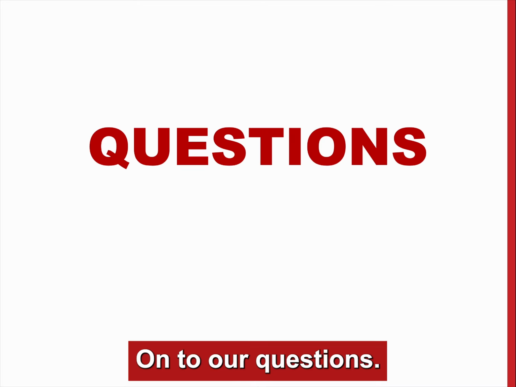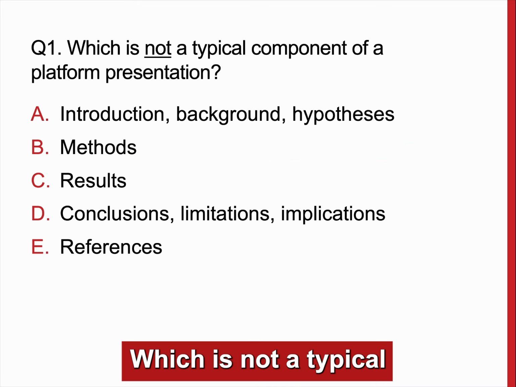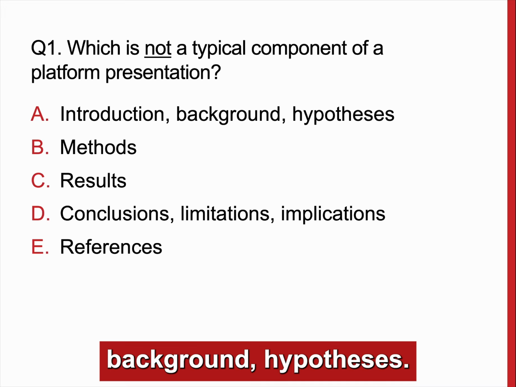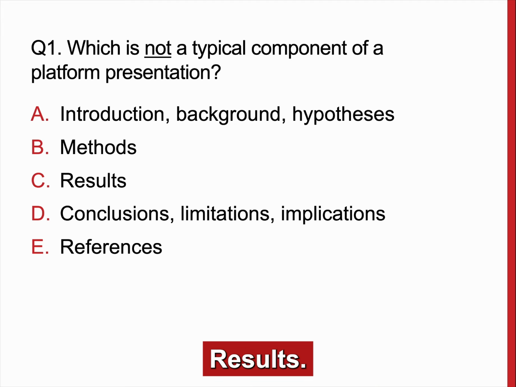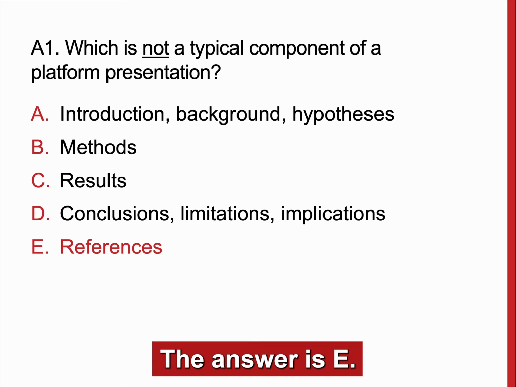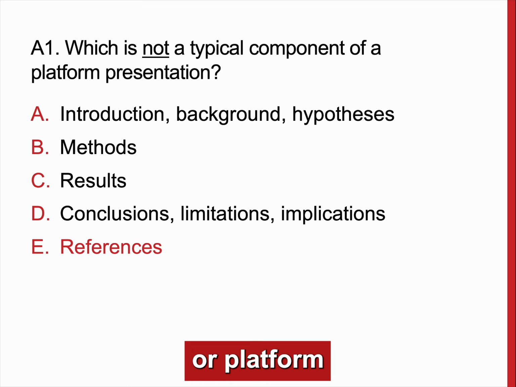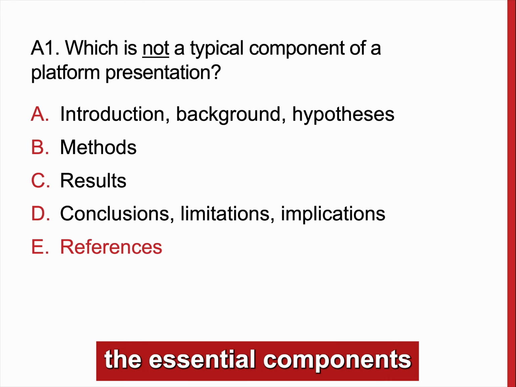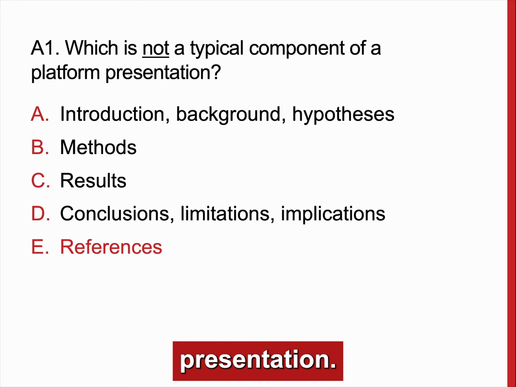On to our questions. Which is not a typical component of a platform presentation? A, introduction; B, background; C, hypotheses; D, methods; E, results; F, conclusions; G, limitations; H, implications; or I, references? The answer is references. References are not typically included in a poster or platform presentation. Prior studies may be referred to in the study introduction and conclusions. The other responses contain the essential components of a poster or platform presentation.